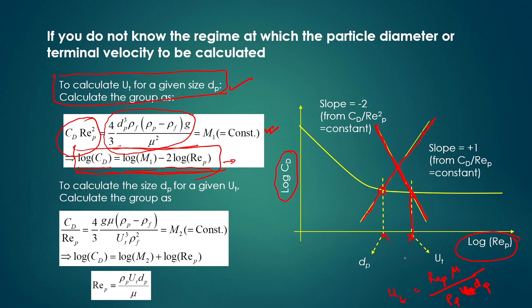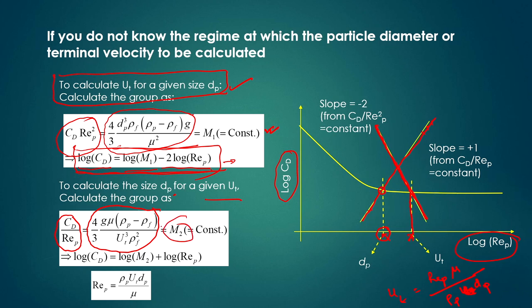Okay. Now the next one is to calculate the size dp for a given ut value. In this case you first have to calculate cd by rep value. So cd by rep, again after substitution of the values of cd and REP, you will get this. This is also a constant.